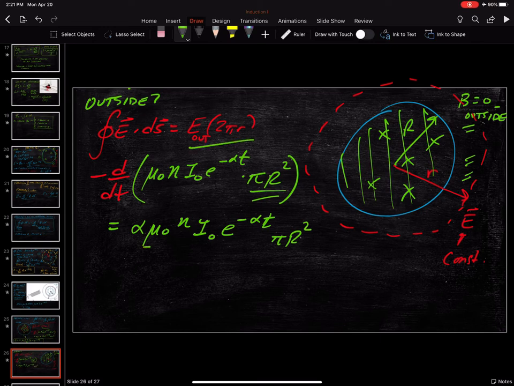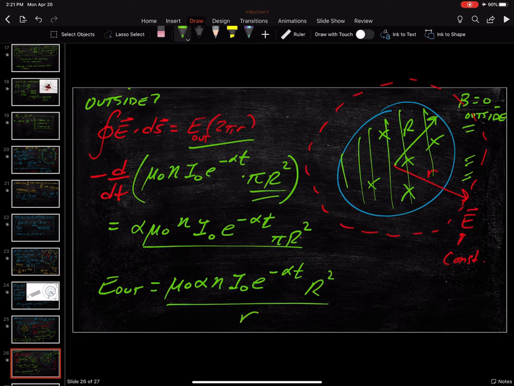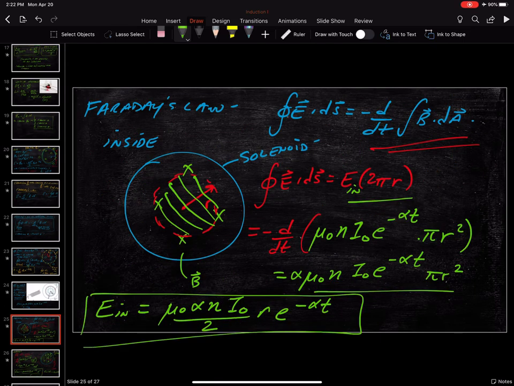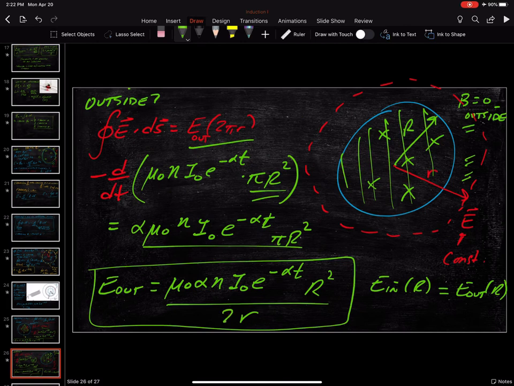Again, setting this equal to this, I get E outside is equal to mu naught alpha n I0 e to the minus alpha t times r squared all over r. Okay? Notice E inside at r and E outside at r are equal. When you plug in little r equals big R, you get the same thing. Whoops, times 2, if I put the 2 there. You get the same thing.